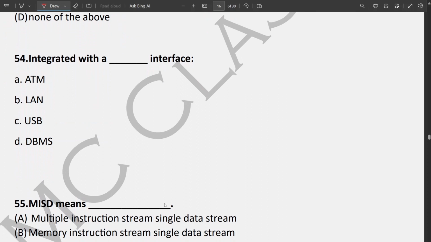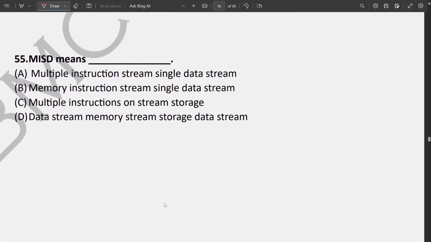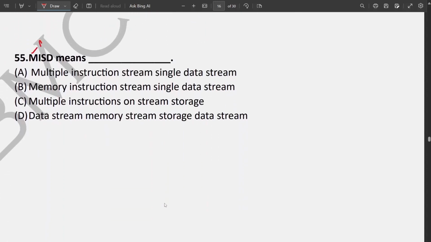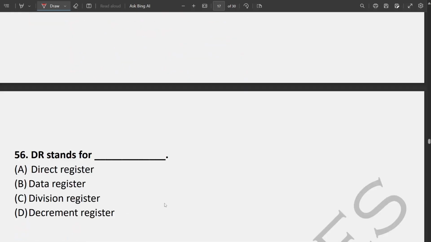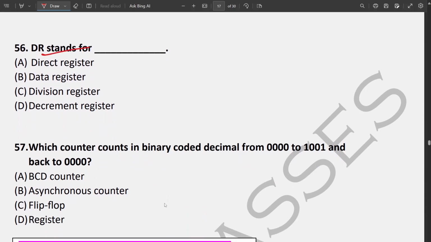54. Integrated with an interface. So the answer will be USB. Option number C is correct. Next, MISD means M for multiple, I for instruction, S for single, D for data. Multiple instruction, single data stream. Option number A is correct. Next, DR stands for data register. Option number B is correct.